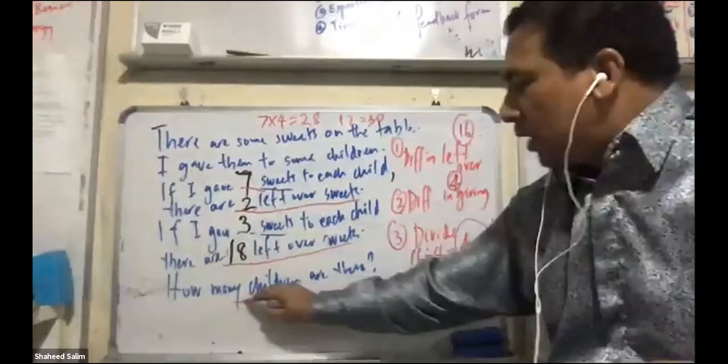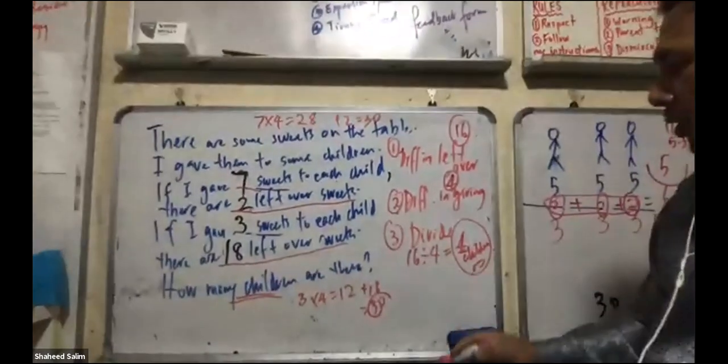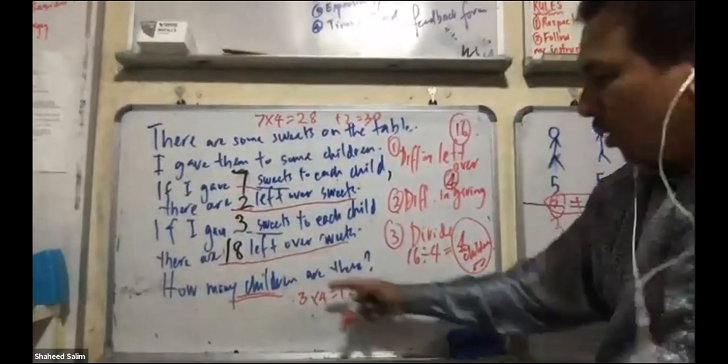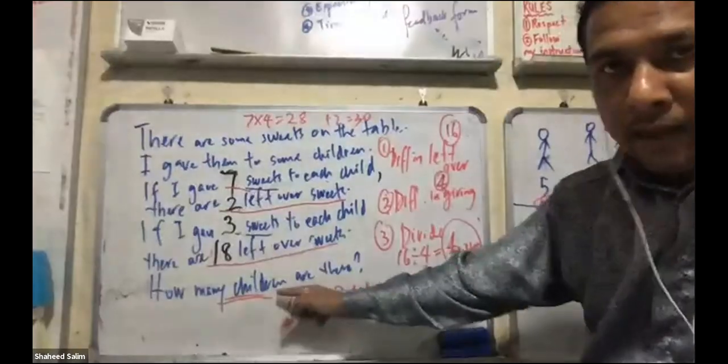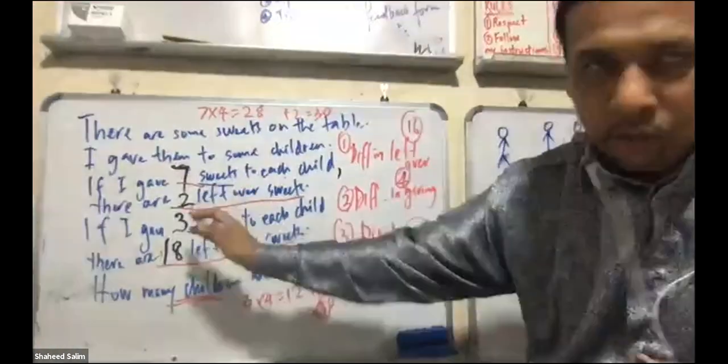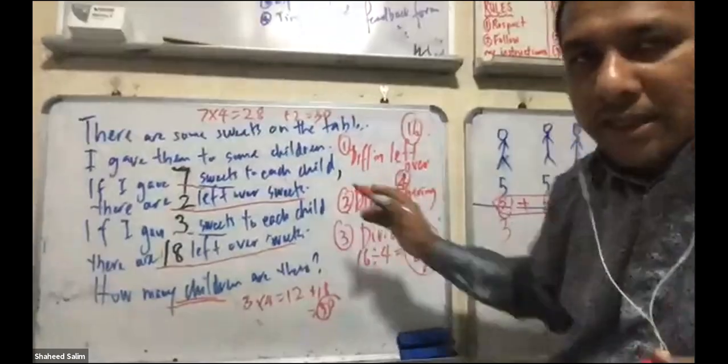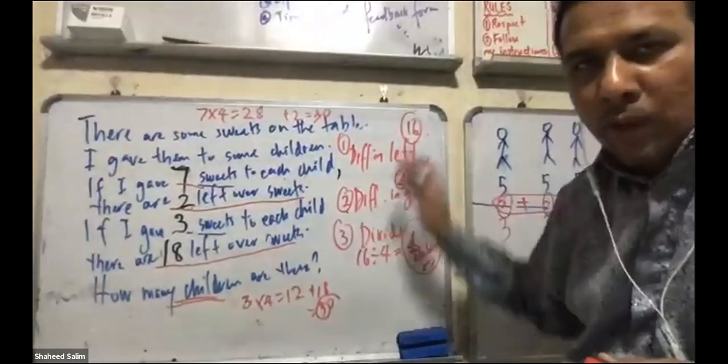But you must find how many children first, then the sweets, if they ask you to find sweets. But down here, I just ask you to find children. Okay? So I'm going to give you one more down here before we go to the question. You can do this. Raihana, do you understand the procedure?